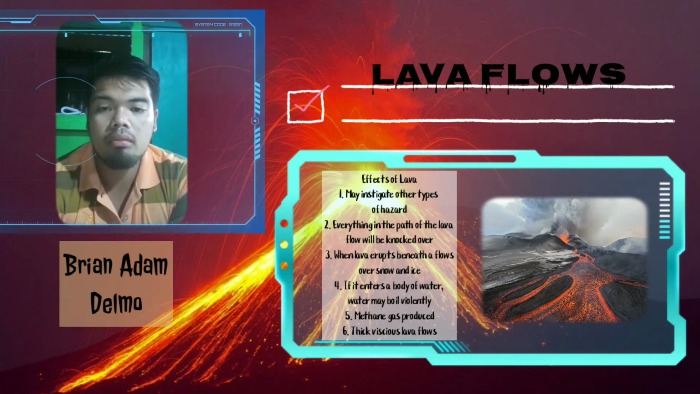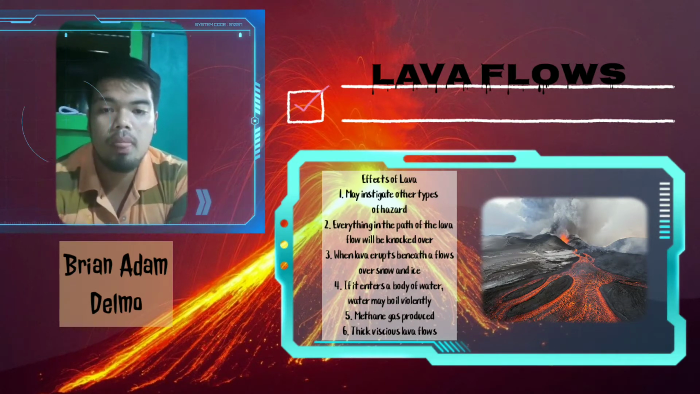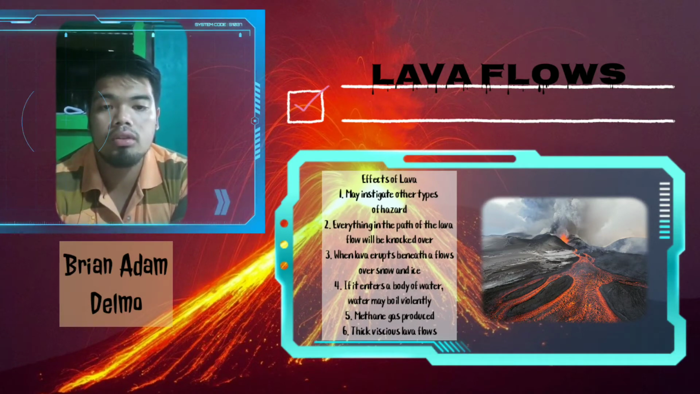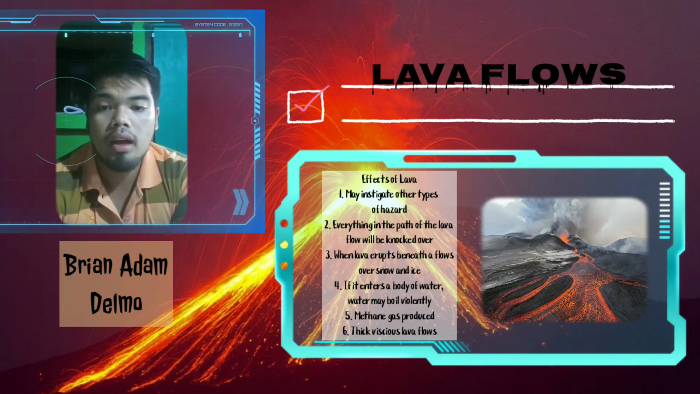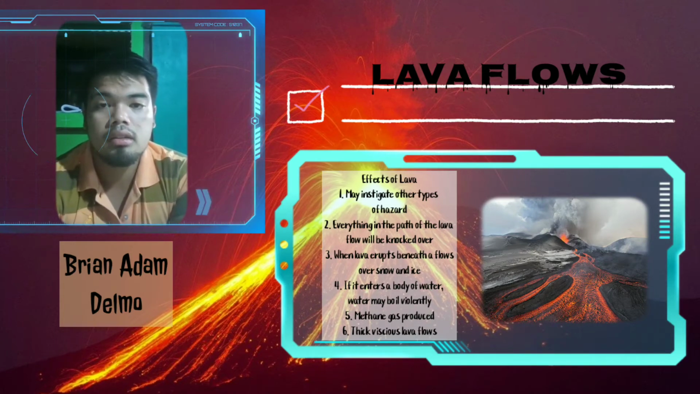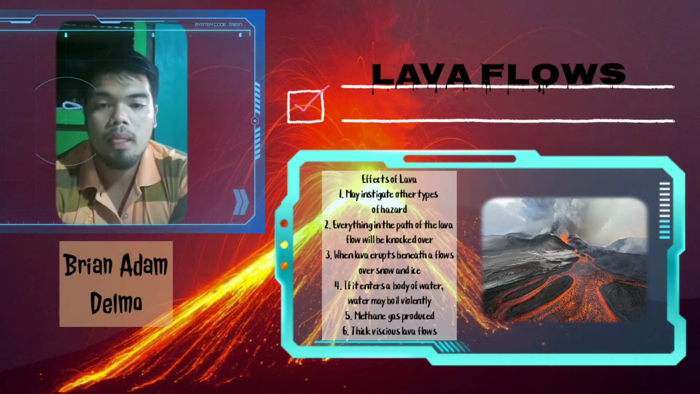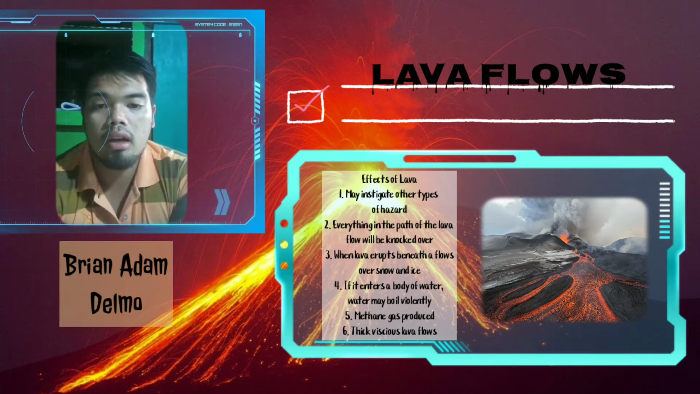Number 3, when lava erupts beneath a glacier or flows over snow and ice, melt water from the ice and snow can result in far-reaching lahars. So when the lava goes into a liquid thing like water or ice, it will react and become lahars.